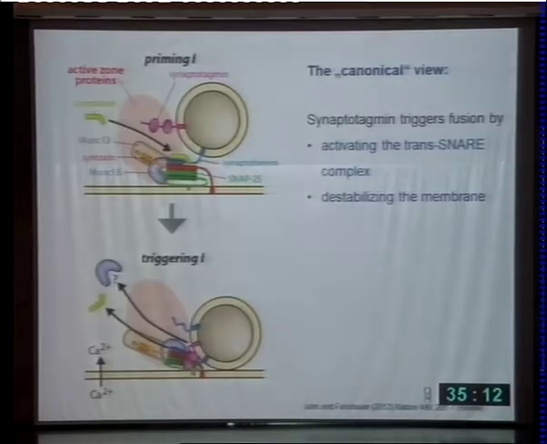Well, my time is up, and I would just like to summarize. The canonical view of synaptotagmin function, which you still find in most reviews and which is still supported by the majority of my colleagues, is that in the docked state, before the calcium pulse comes in, the SNAREs are already partially assembled. They're arrested either by an inhibitor molecule called complexin, or perhaps by membrane tension, whatever. Then synaptotagmin acts on this complex, either by acting on the membrane and/or on the SNARE complex, and this way brings the reaction to completion.